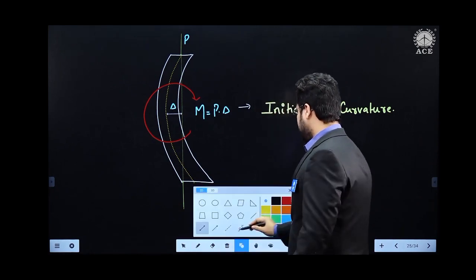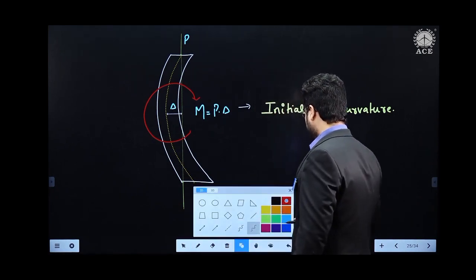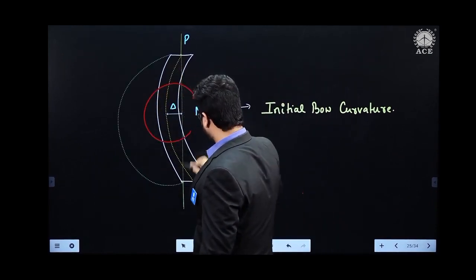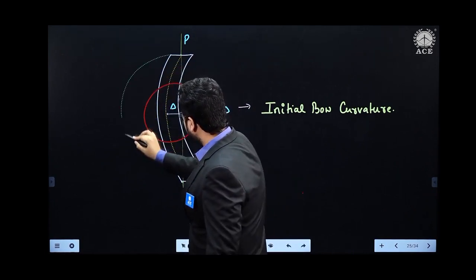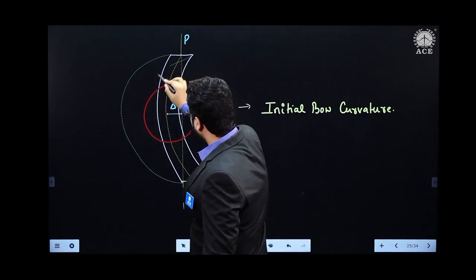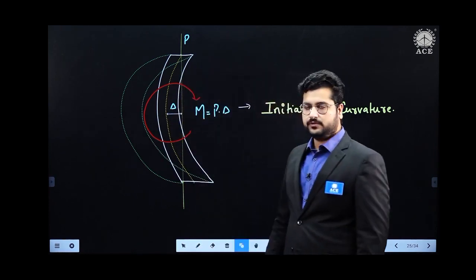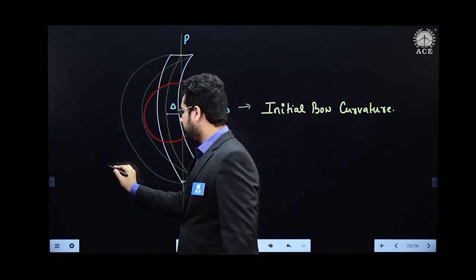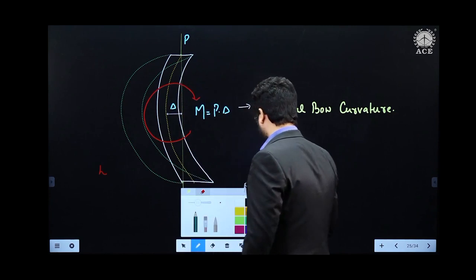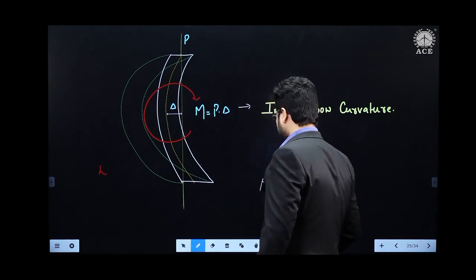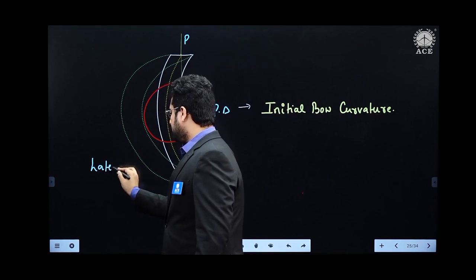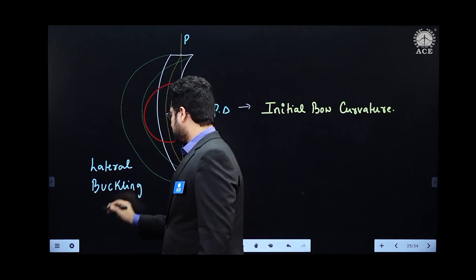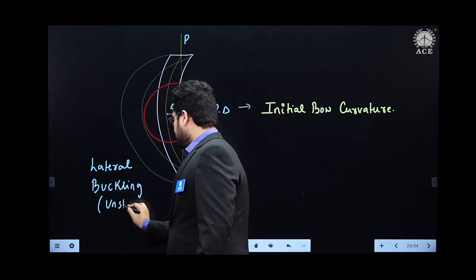So there will be a stage when this particular deviation will be so large that it cannot increase any further value of load. Once the lateral deflection becomes very large, we can say that the column has failed by lateral buckling. Understood? So this is nothing but the lateral buckling in compression members, which is the main reason for instability.